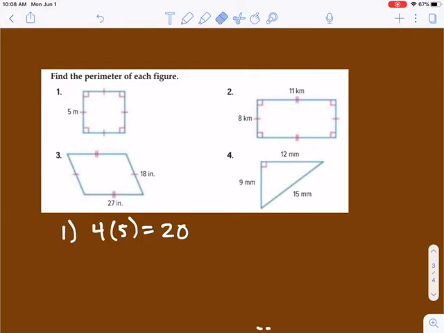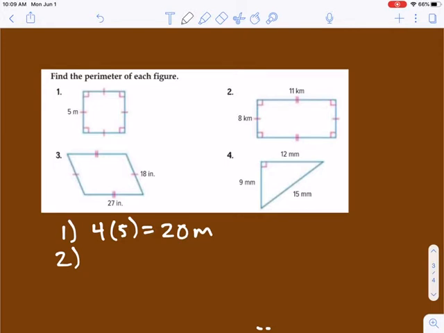So 20 meters, all right? Number 2, well, you've got a rectangle, and I know it's a rectangle because I've got 90-degree angles in all of them, and I know that I've got 2 sides that are equal to each other, and then another 2 different sides that are also equal to each other. So we've got 8 and 11.